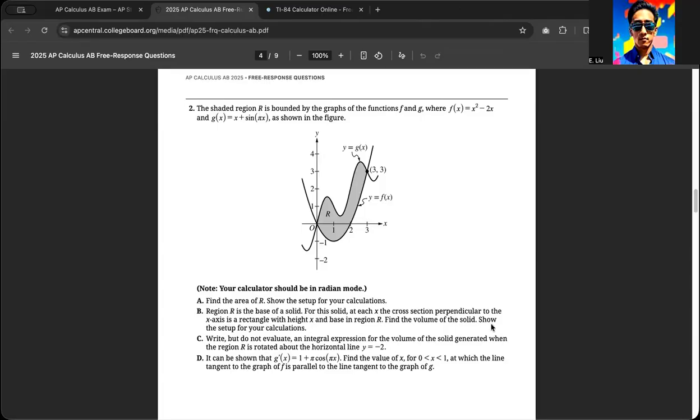All right, we're back at it. Number two for the 2025 AP Calculus AB questions, the free response. We're going to jump right into it.